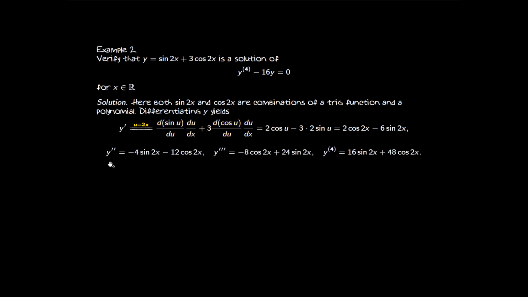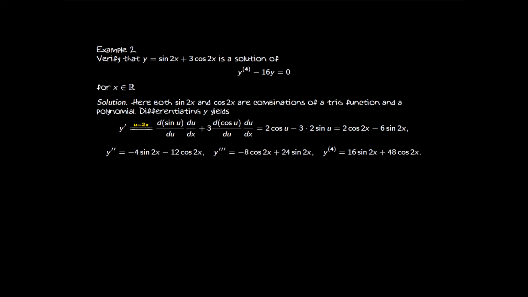We can do the same thing for the second derivative. In particular, when you do the derivative of cosine 2x, you're going to get negative sine 2x. And for the inner part, the 2x will give you an extra 2 here. That's why you're going to get negative 4 times sine 2x. Similarly, for the sine 2x, its derivative is going to be cosine. And the inner 2x will give you another 2. That's why you're going to get the 12.